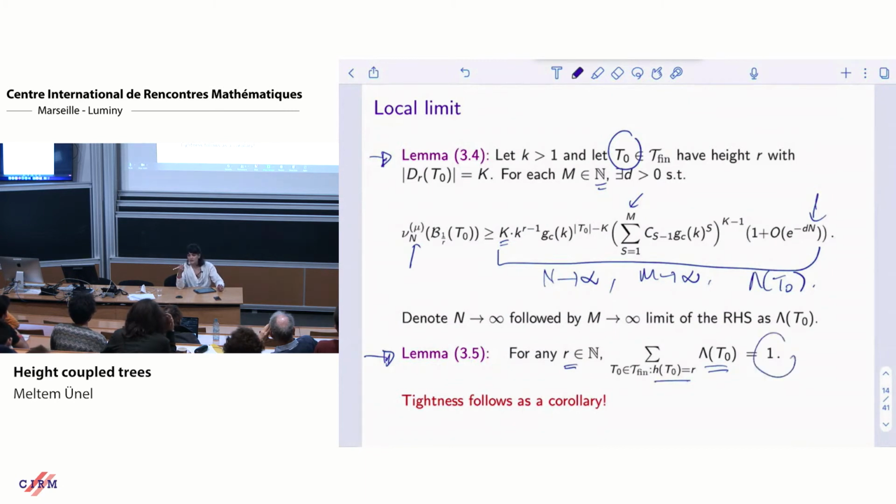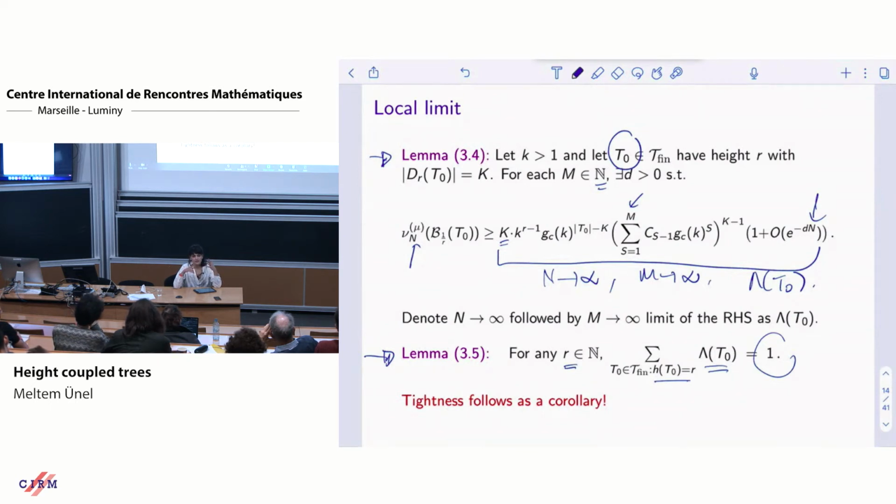Now to show tightness, I can just rewind this process. I can choose n large enough, then m large enough, and I can choose a large enough subset of trees of height exactly r to show tightness, which follows simply as a corollary.